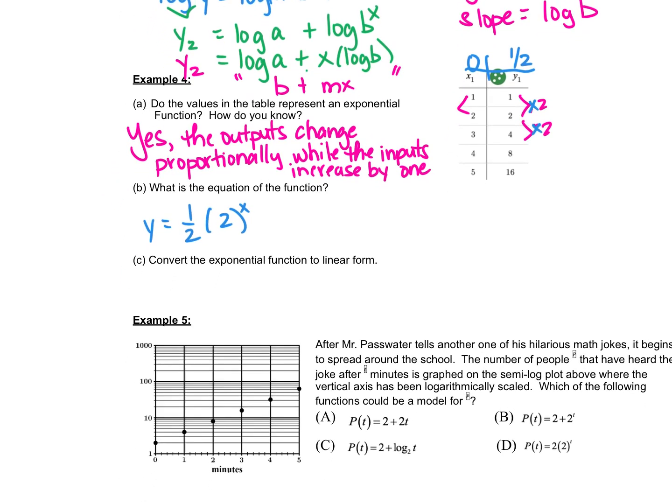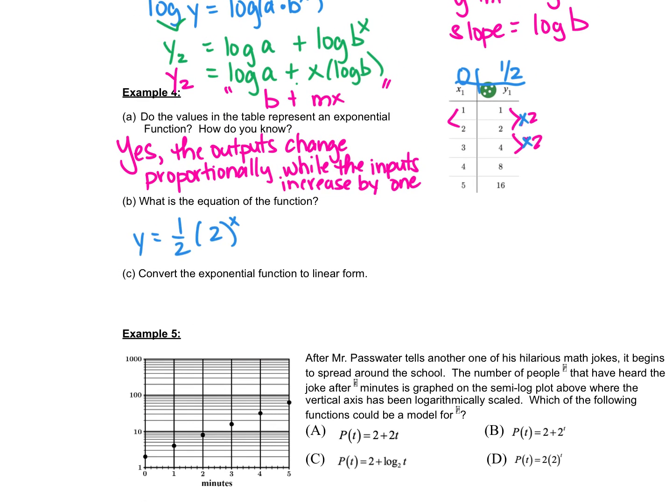Now, part C, this is where we want to convert it to linear form. That means we're going to take the log. We're really taking the log of the whole thing, but we're not concerned with that left-hand side. So we're just going to call it y2.